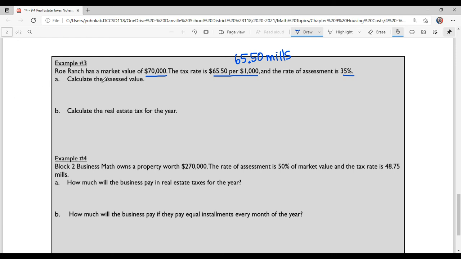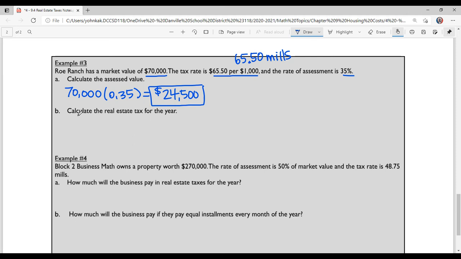Part A says to calculate the assessed value. So that means to take the market value, $70,000, and multiply by the rate of assessment, 0.35. If I do this, I get an assessed value of $24,500. That's the amount of money that the city could tax you on. That's not how much they're going to take, that's how much they could take.